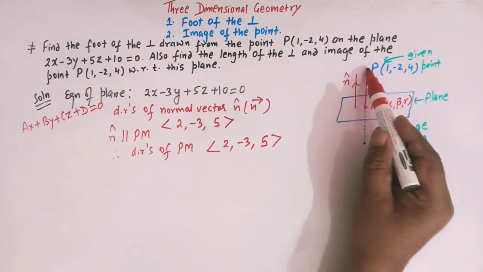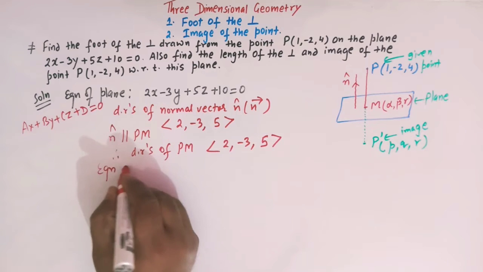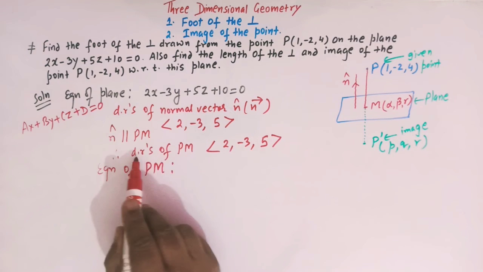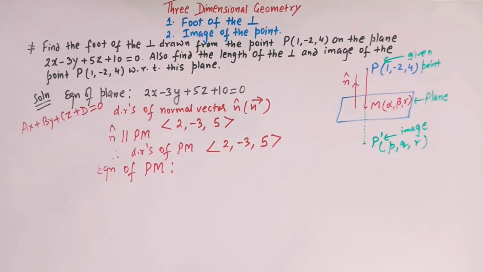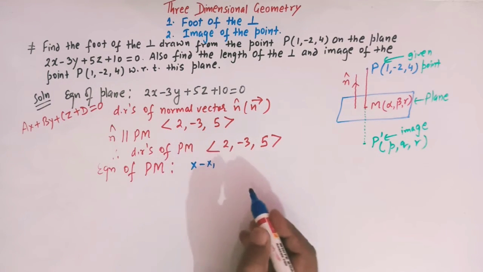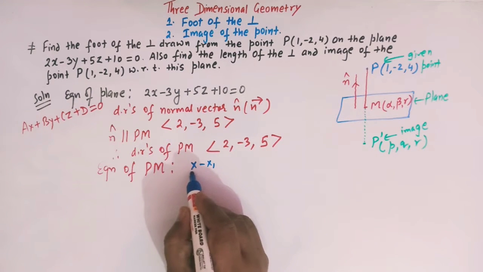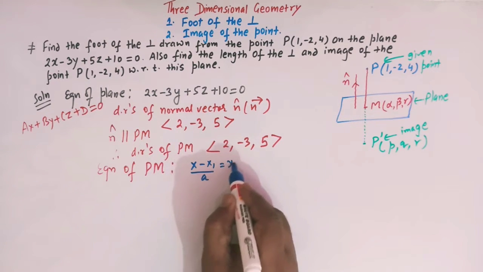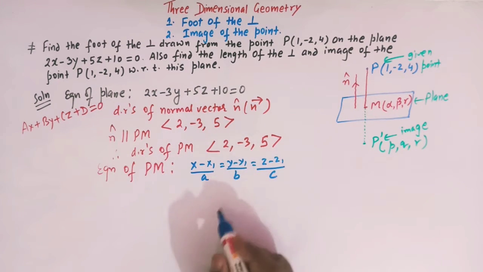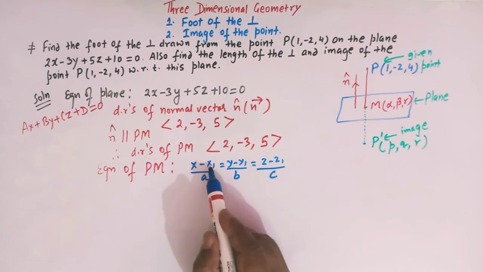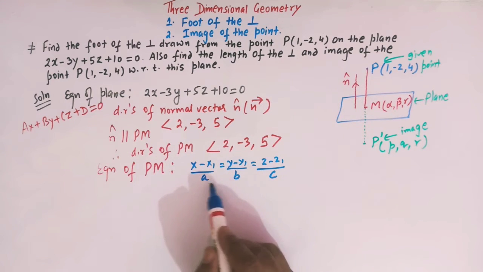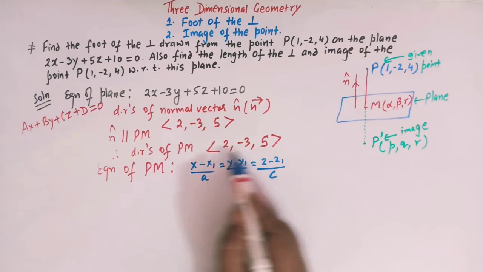And now let us write the equation of this line PM, right? Because we have already obtained the DRs of PM. Now viewers, we know that the equation of a line passing through a point x1 y1 z1 is given by (x minus x1) over a, (y minus y1) over b, and (z minus z1) over c, right? So the equation of a line which passes through x1 y1 z1 and whose direction ratios are a, b and c is given by this equation, right?